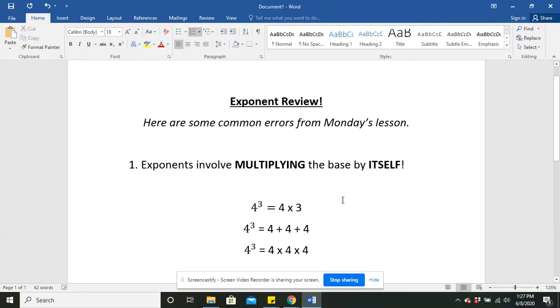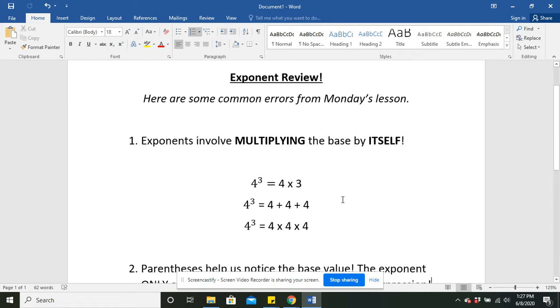On yesterday's math lesson, there were a few ideas that some of us had some difficulty with, so I just want to make sure that we are feeling really good about our understanding of exponents. So the first big idea was that exponents involve multiplying the base by itself.